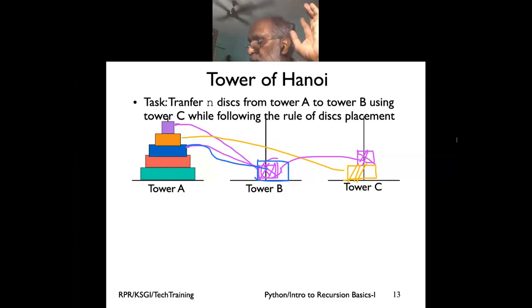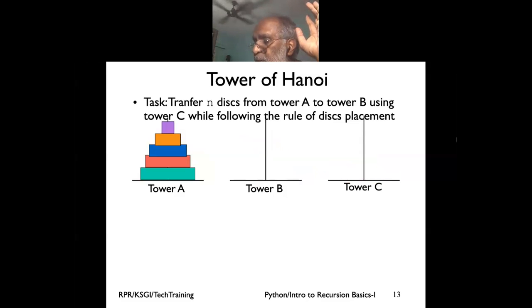And then keep moving. The problem is I have to move all these 5 disks onto tower B. I can use tower C's empty tower. The condition is I can move only one disk at a time. And the second condition is I cannot place a larger size disk on top of a smaller size disk. How do we solve that problem?